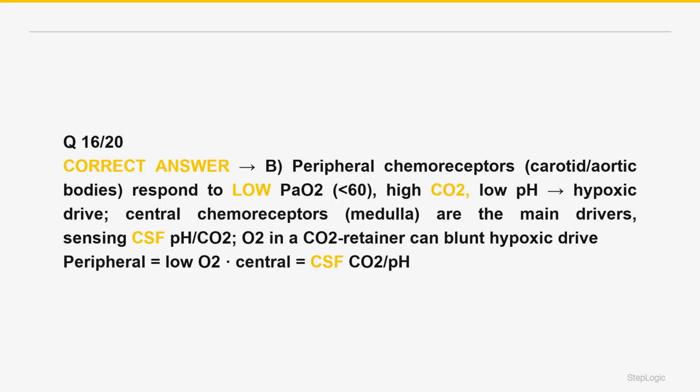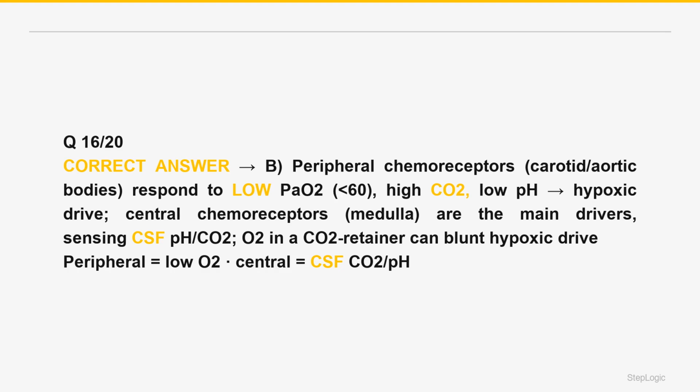The central chemoreceptors in the medulla are actually the primary moment-to-moment regulators of ventilation. They sense the pH of the cerebrospinal fluid, which reflects arterial CO2. CO2 crosses the blood-brain barrier and forms hydrogen ions in the CSF, so rising CO2 is the main normal stimulus to breathe. They do not sense O2 directly.